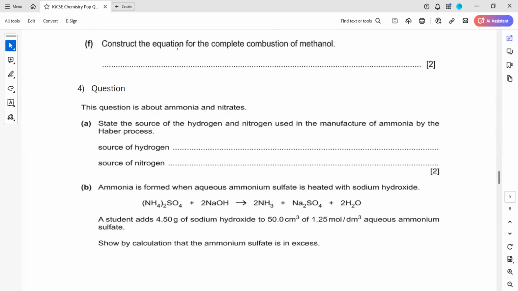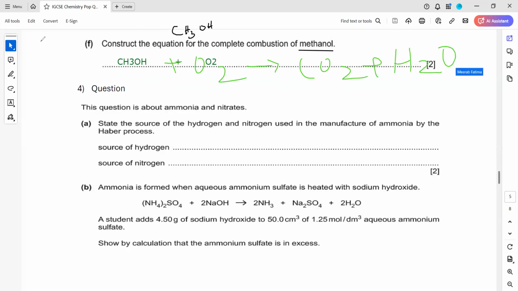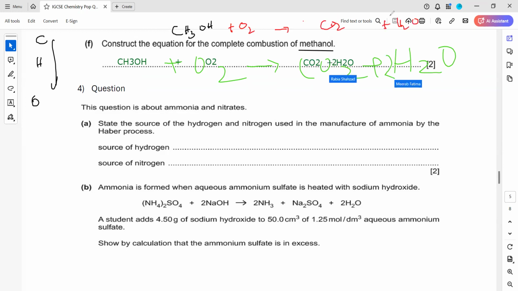In part F, construct an equation for the combustion of methanol. We were burning methanol. CH3OH, sorry, it is methanol. So CH3OH we were burning. It gives carbon dioxide plus water. For balancing, you start with carbon, followed by hydrogen, and then any other element. So we start with carbon. CH3OH plus O2 gives CO2 plus H2O. You see one carbon, so carbon is already balanced.